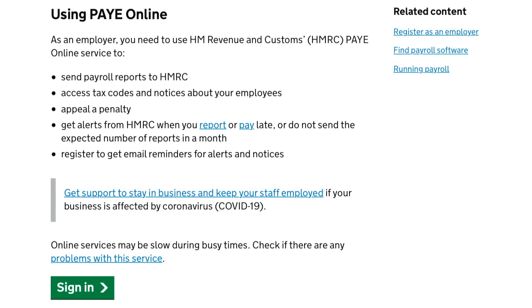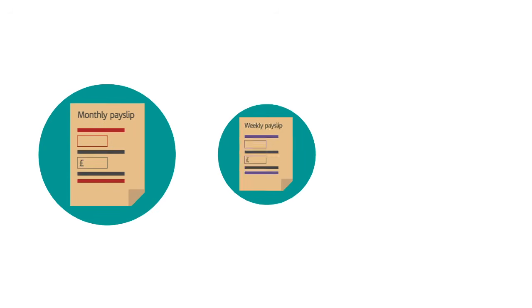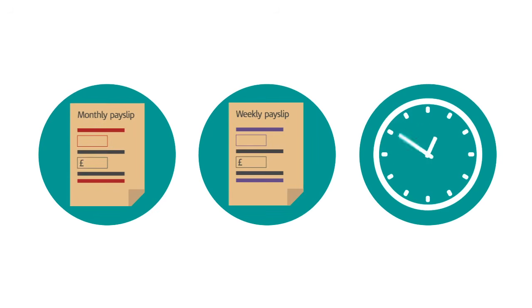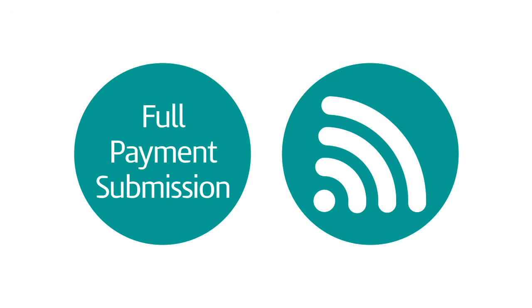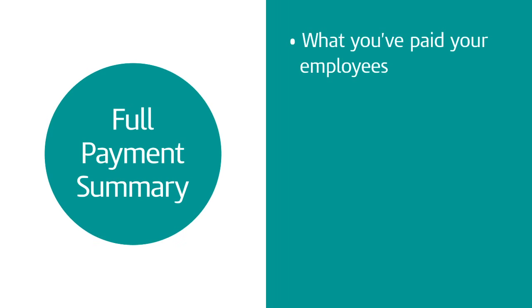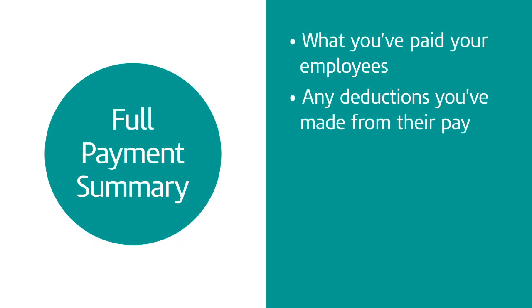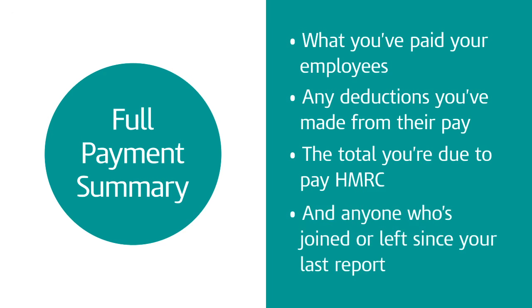Enter details of how you pay your employees, including their monthly salary, weekly wage, or hourly pay rate and number of hours worked. Using your software, you're now ready to send us a full payment submission, or FPS, on or before each payday. Your FPS tells us what you've paid your employees, any deductions you've made from their pay, the total you're due to pay HMRC, and about anyone who's joined or left since your last report.